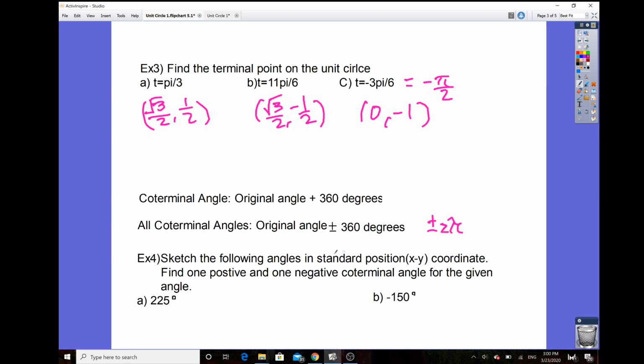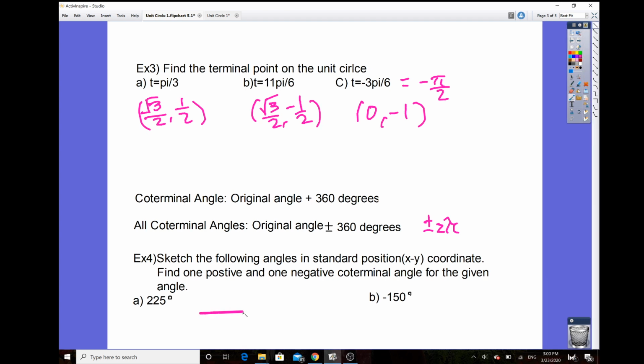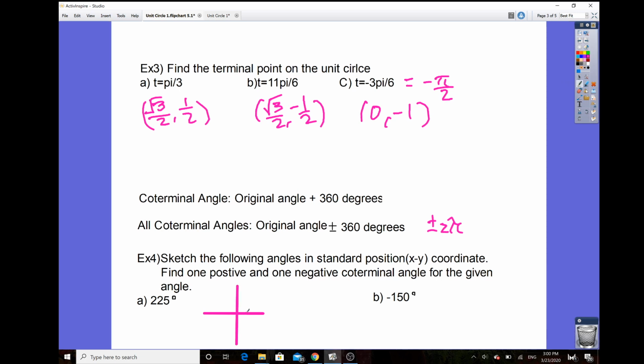Okay, like that. Now let's sketch the following angle and state the position, the xy coordinate. Find one positive and one negative coterminal angle. Basically this one just sketches 225. Again, I need the x-axis and the y-axis. So 225 would be in quadrant 3 right here.